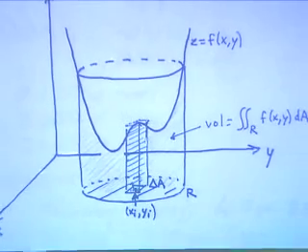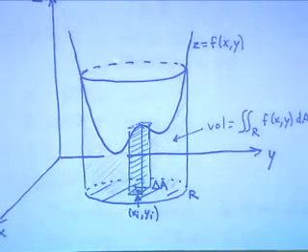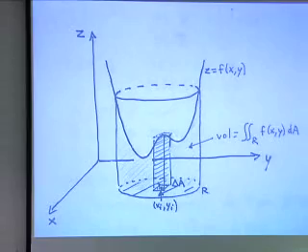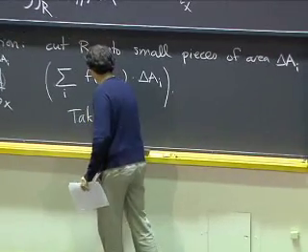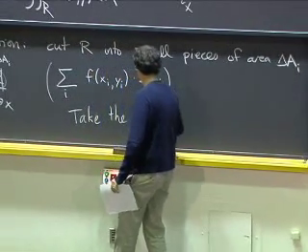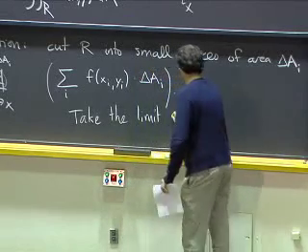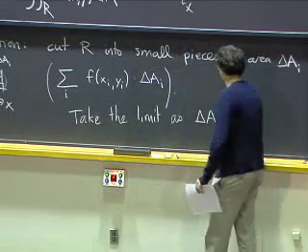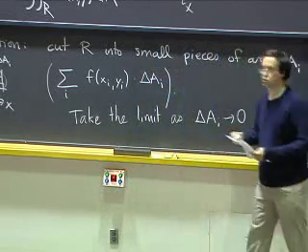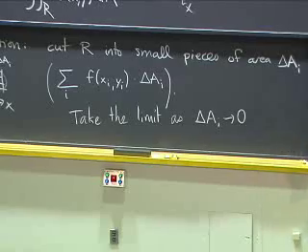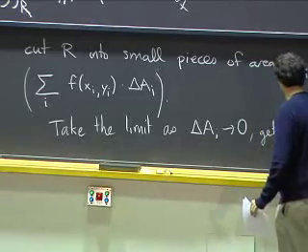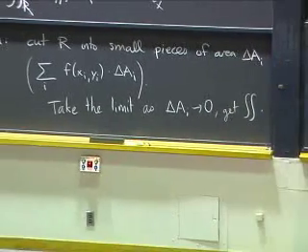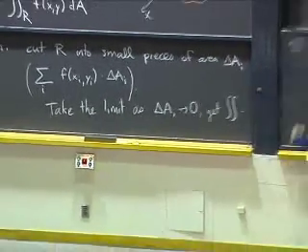And then what I do is I take the limit as the size of the pieces tends to 0, so I have more and more smaller and smaller pieces. And that gives me the double integral. Sorry, that's not a very good sentence, but whatever.